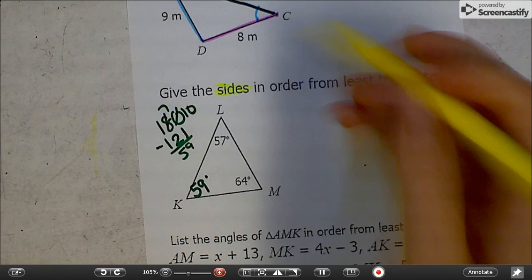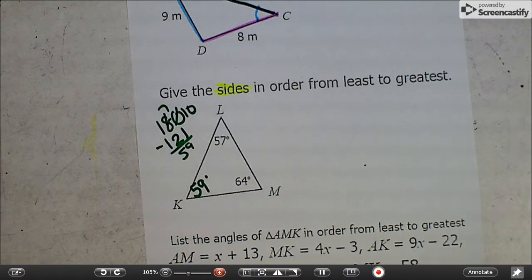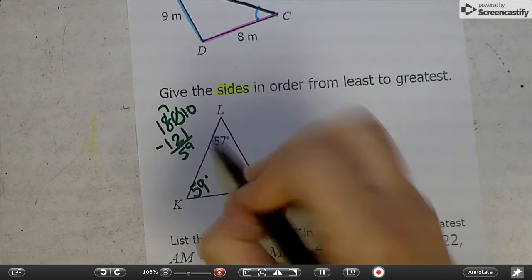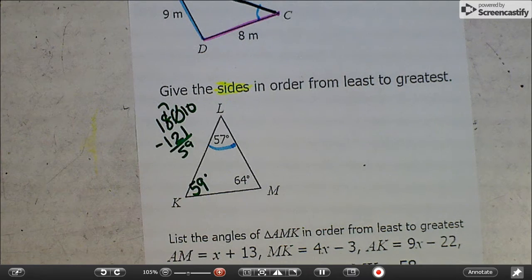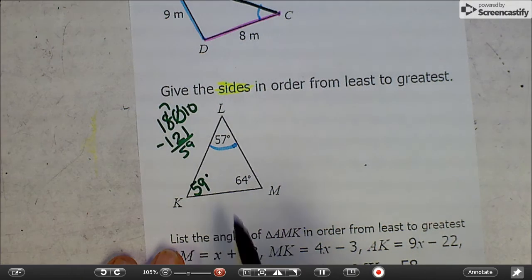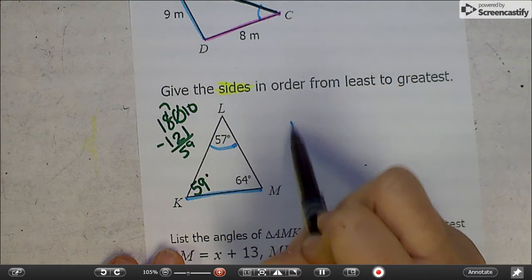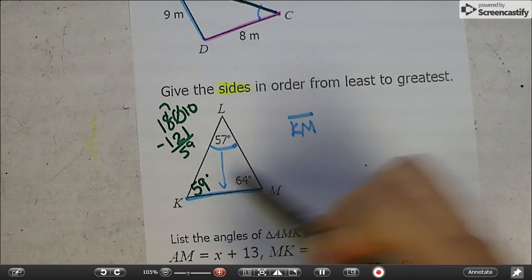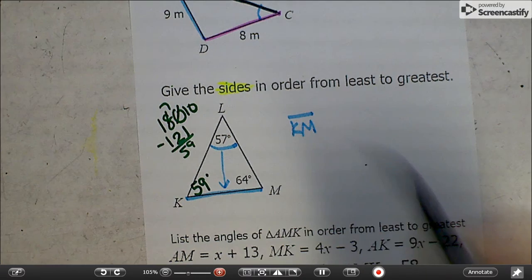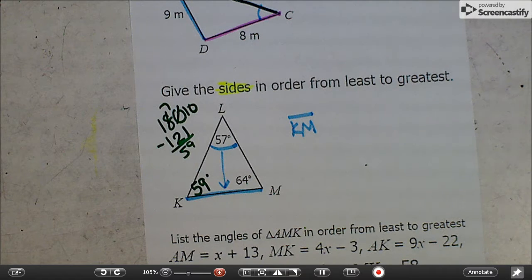So, what's the smallest angle? Angle L is the smallest angle. So what's the shortest side? KM, two letters. Do you guys see that? It's across. Okay. Could we name it MK? Yes.